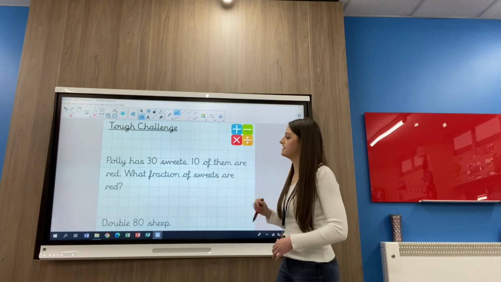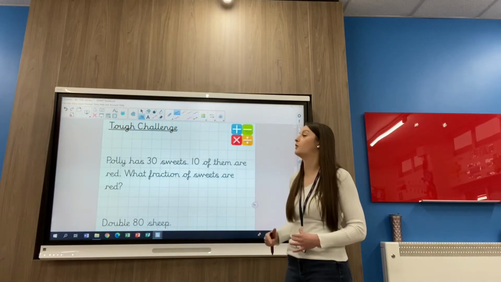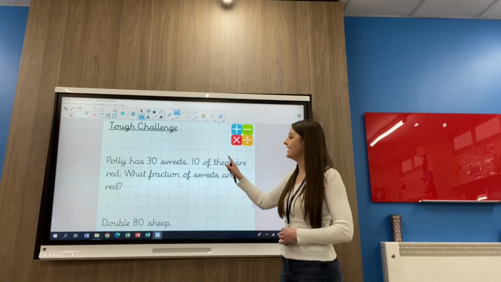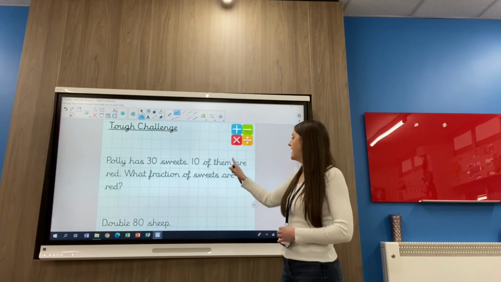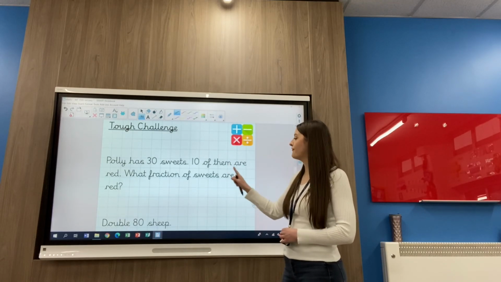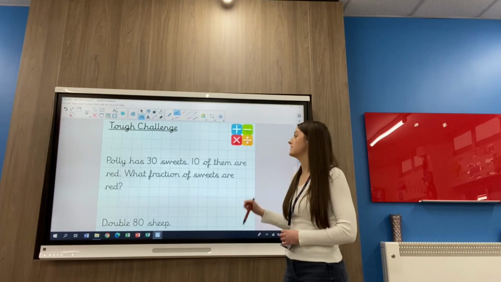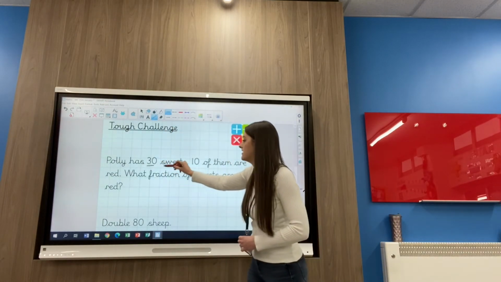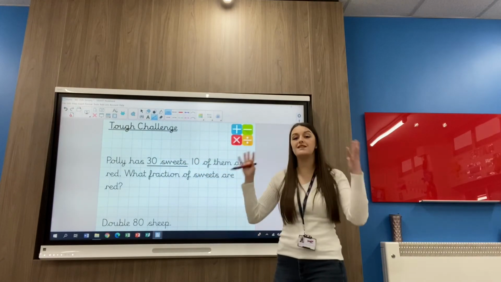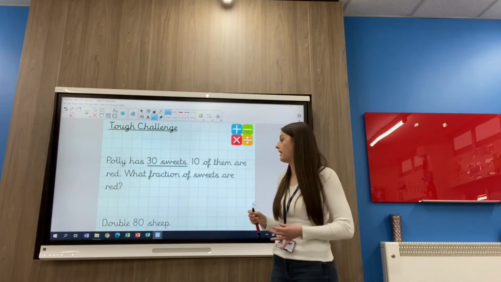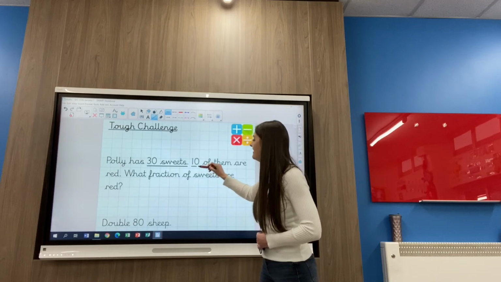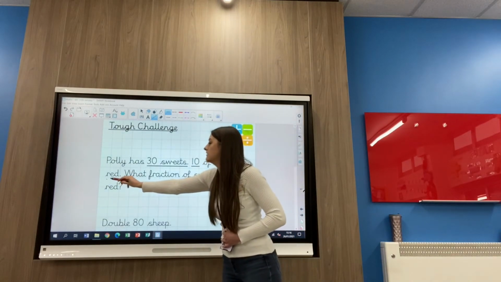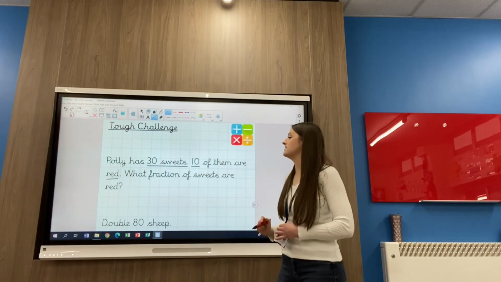So you've got a similar question to this one. It's a fraction question in your tough challenge. Polly has 30 sweets. 10 of them are red. What fraction of sweets are red? So I'm going to get my ruler out. So we know that Polly has started with 30 sweets. So altogether she's got 30, but only 10 of them are red. So what fraction of sweets are red?